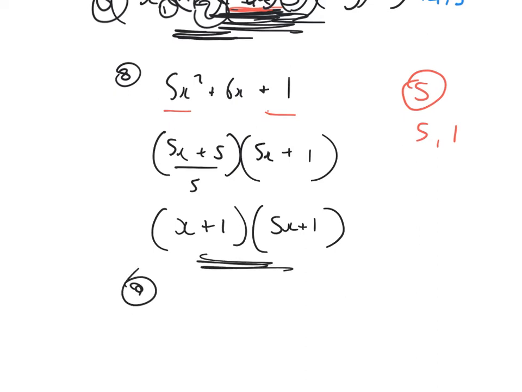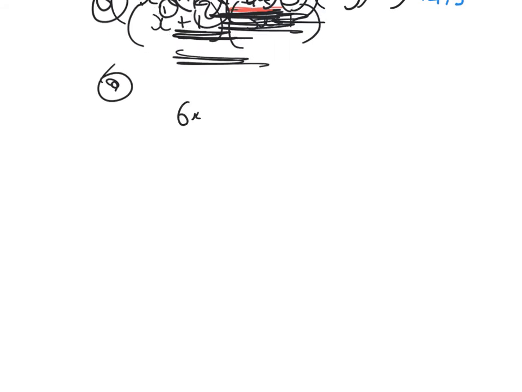Let's take down example 9. This time we've got 6x squared plus 11x plus 3. 6 times 3 is 18. Two numbers that multiply to give 18 but add together to give 11. Is it 1 times 18? No, because that's 19. 3 and 6? No, but 9 and 2. 9 times 2 is 18, and 9 plus 2 is 11.